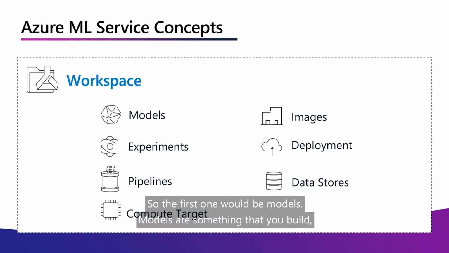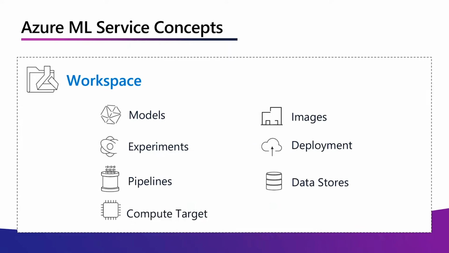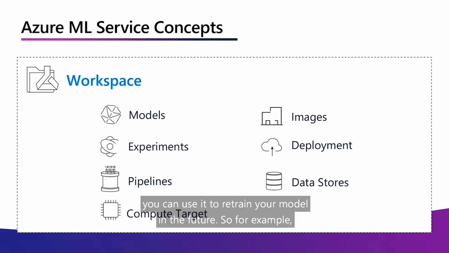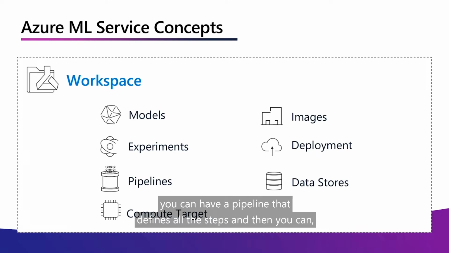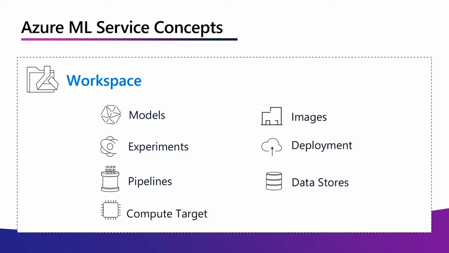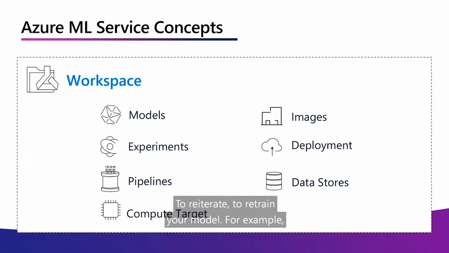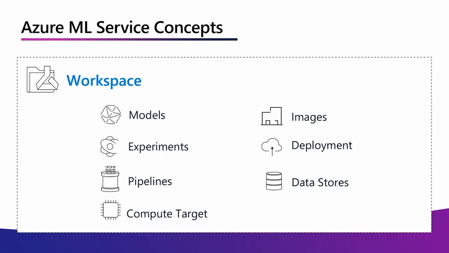The first one would be models. Models are something that we build, right? Experiments are the training runs and development steps that you use to build your models. Pipelines are reusable workflows that you can use to retrain your model in the future. For example, you can have a pipeline that defines all the steps, and then you can trigger it again and again in the future to retrain your model.